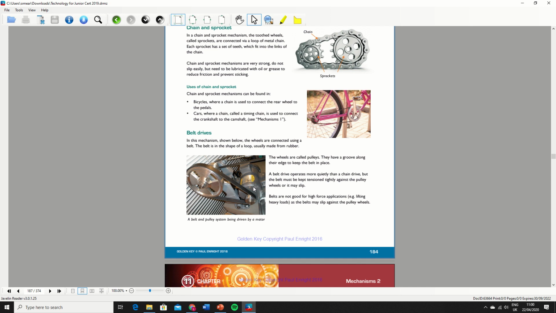The pulley and belt drives do have advantages over the chain and sprocket. One advantage compared to the chain and sprocket is it works an awful lot more quietly, and it also doesn't need any real amount of lubrication. So you don't need to put any oil or grease on it.